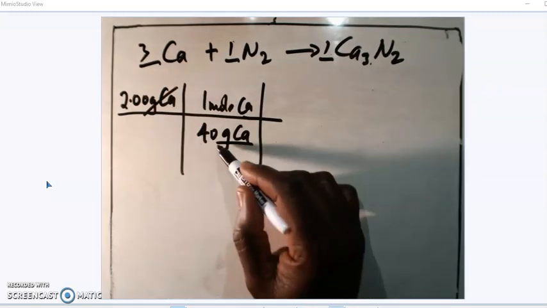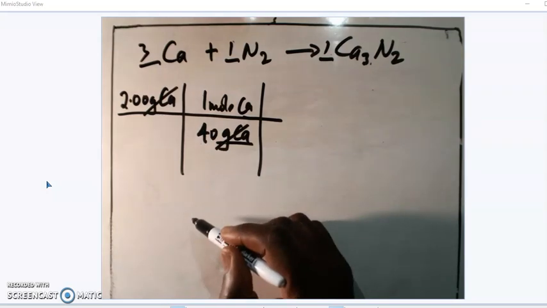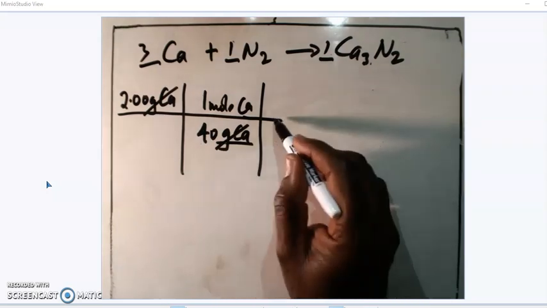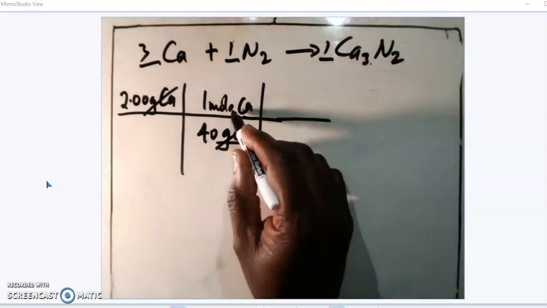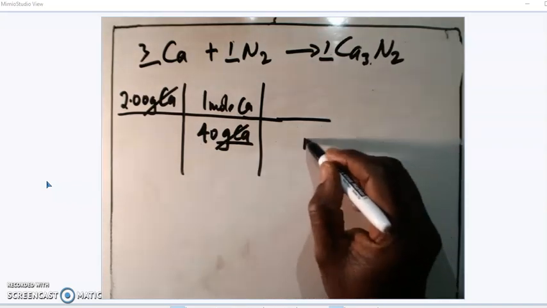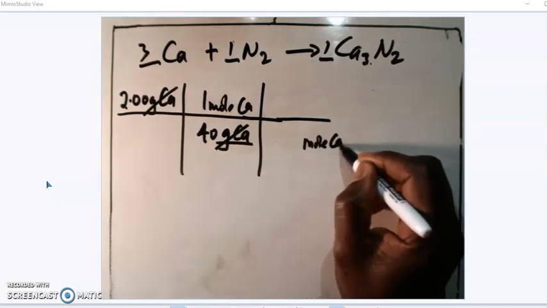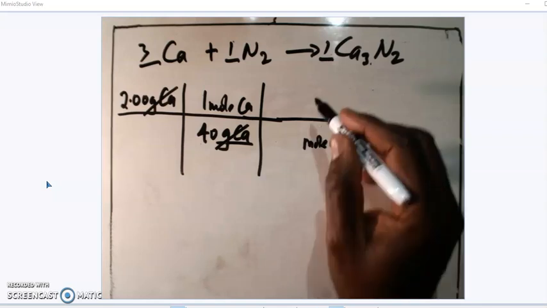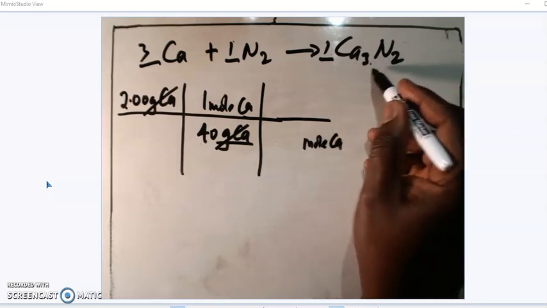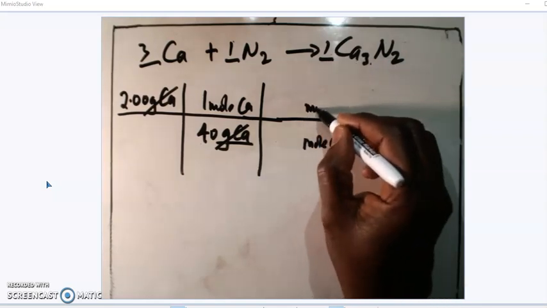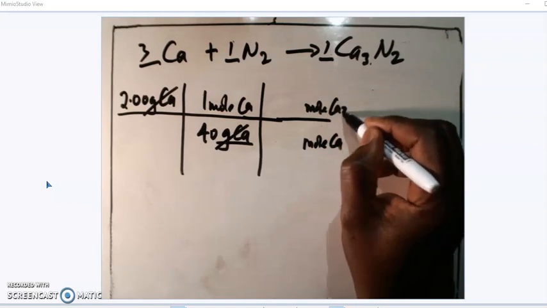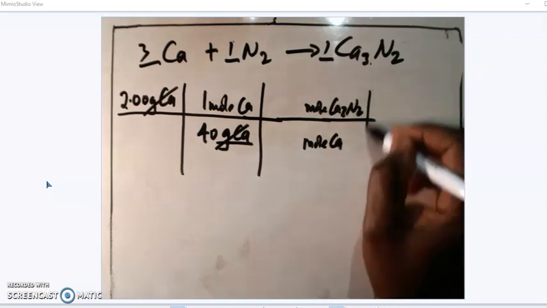Grams of calcium cancel grams of calcium. The next step is, this is mole of calcium. Mole of calcium comes right here. What are we looking for? We're looking for calcium nitride. So that means moles of calcium nitride will be at the top right here.